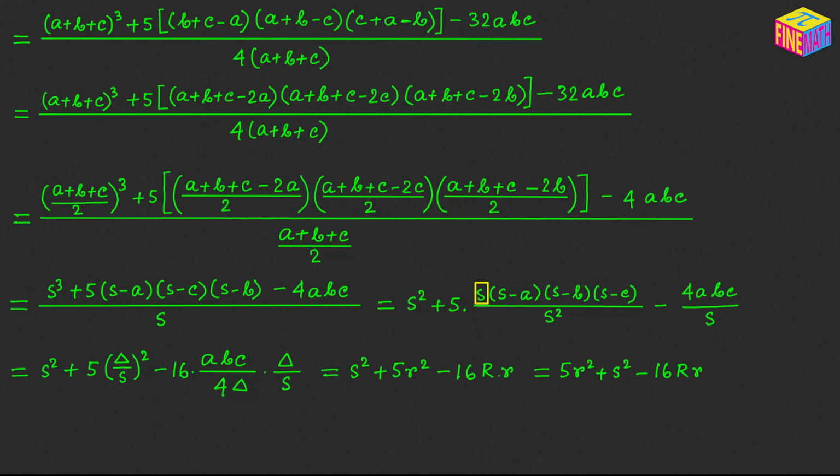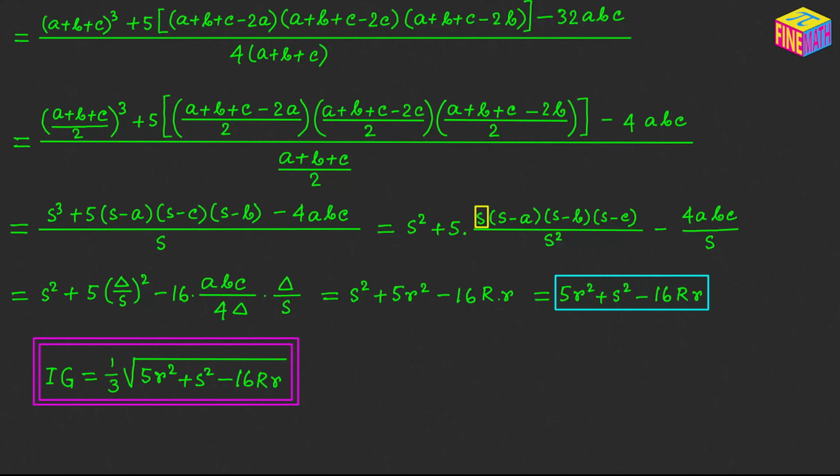And if we rewrite it like this, we can say it is equal to 5 times r squared plus s squared minus 16 times uppercase R times the lowercase r. Now what is the uppercase R? Well, that's the circumradius, which is equal to abc over 4 delta, and lowercase r is the inradius, and lowercase s is the semi-perimeter. So finally, we have another nice formula for the distance between the incenter and the centroid, and that will look like 1/3 times the square root of 5r squared plus s squared minus 16Rr.